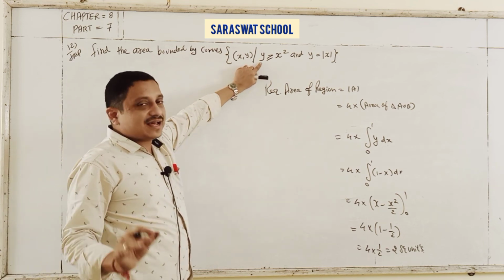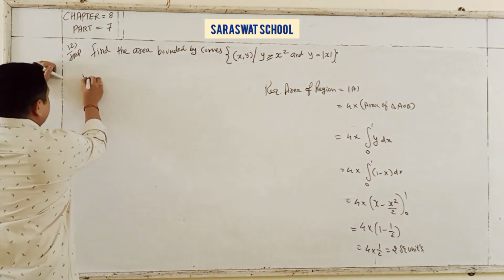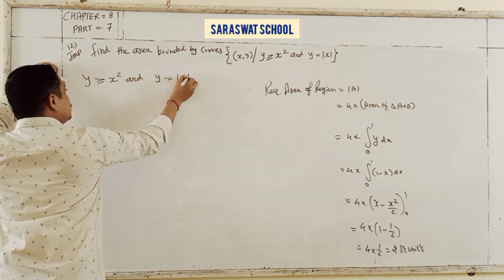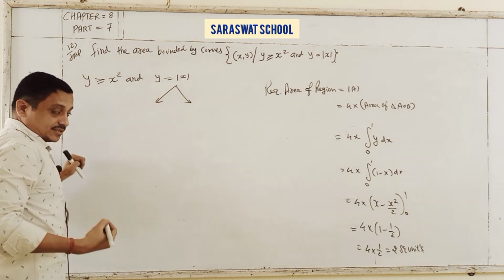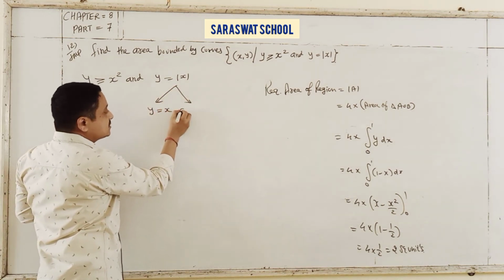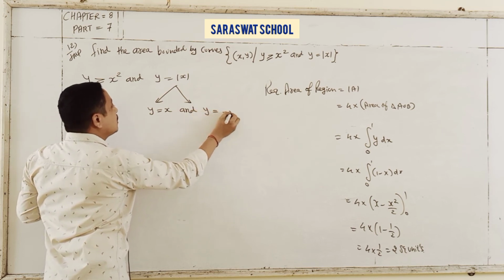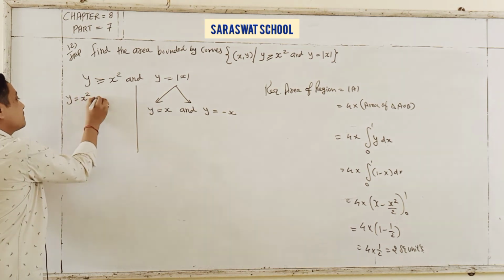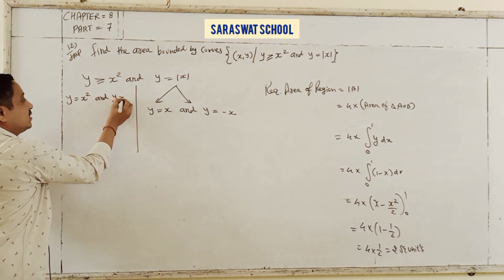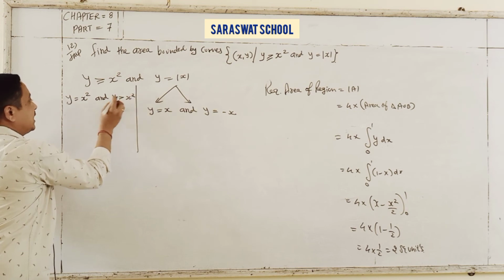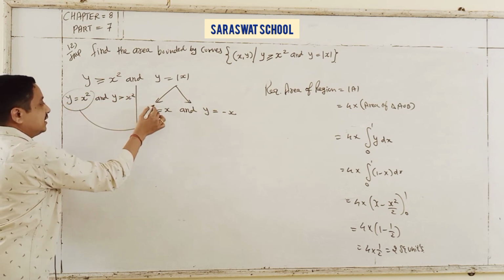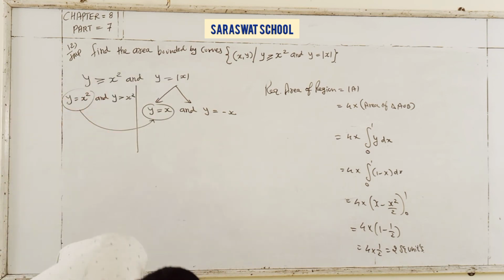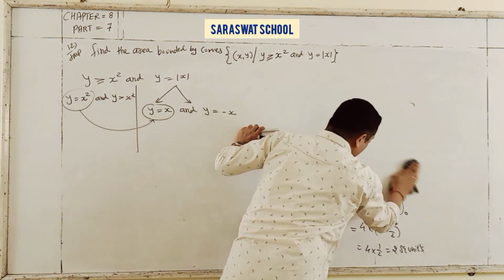Students, first of all, these are two equations. I will separate them in this way. Modulus x gives two answers: one is x, the second is minus x. And here also y is equal to x square, and y greater than x square. I calculate only this one first, after that calculate the second directly, and then you easily get the final answer.